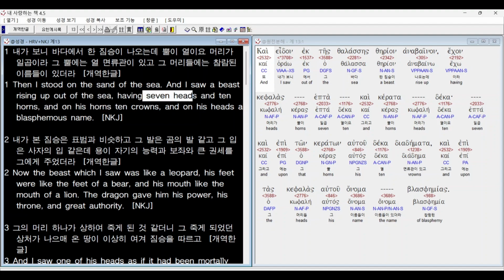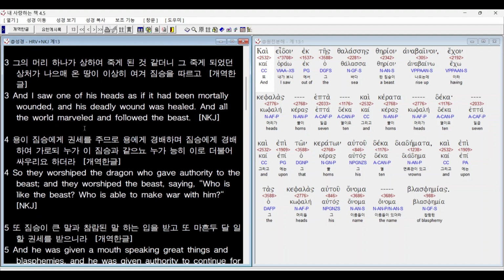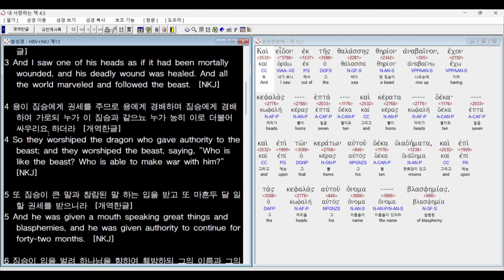He has 7 heads, 10 horns. All those numbers have to be understood for their meaning. We already learned that, right? He wears heads, he got rich horns, rich power, and 10 crowns. And then on his head a blasphemous name, right? When we come down a little, they worship the dragon. Which is the beast to worship the dragon? We just look at that, right?